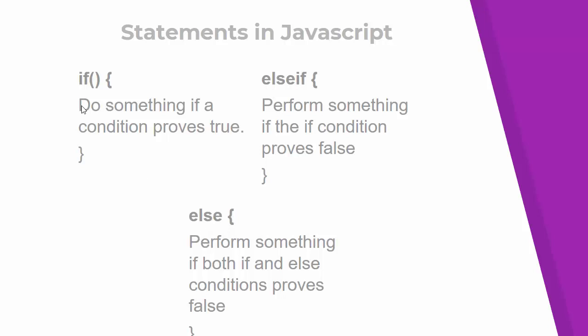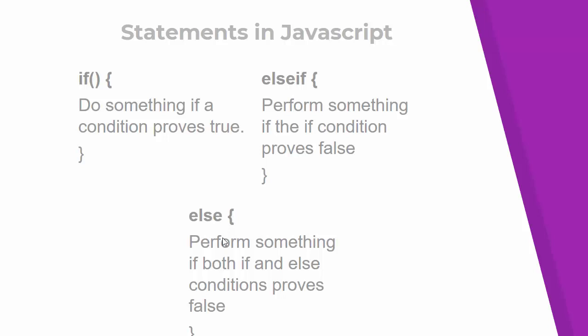The if statement does something if a condition proves true. The else if performs something if the if condition proves false. While the else is just like a fallback that performs something if both the if and the else if conditions prove false. Okay, so we're going to check this in actual coding to see how it goes, but I just want you to get the point. If does something, else if works when the if doesn't, and else runs if the if and the else if didn't work.